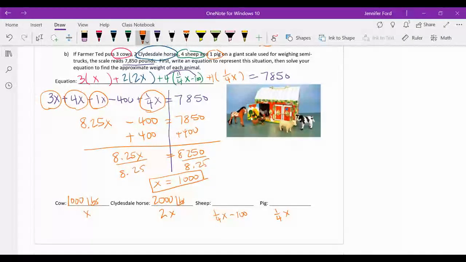A sheep, this one's a little tricky, so I'm going to do that over here. So 1/4 times 1,000 and then minus 100. A quarter of 1,000 is 250. Subtract 100 is 150. So a sheep is 150 pounds. And a pig is 1/4 of 1,000. 1/4 of 1,000 is 250 pounds.